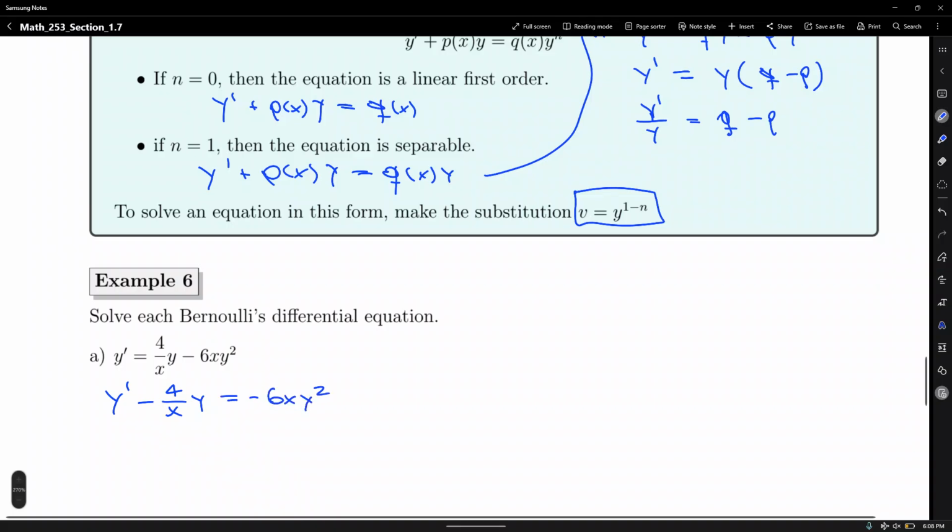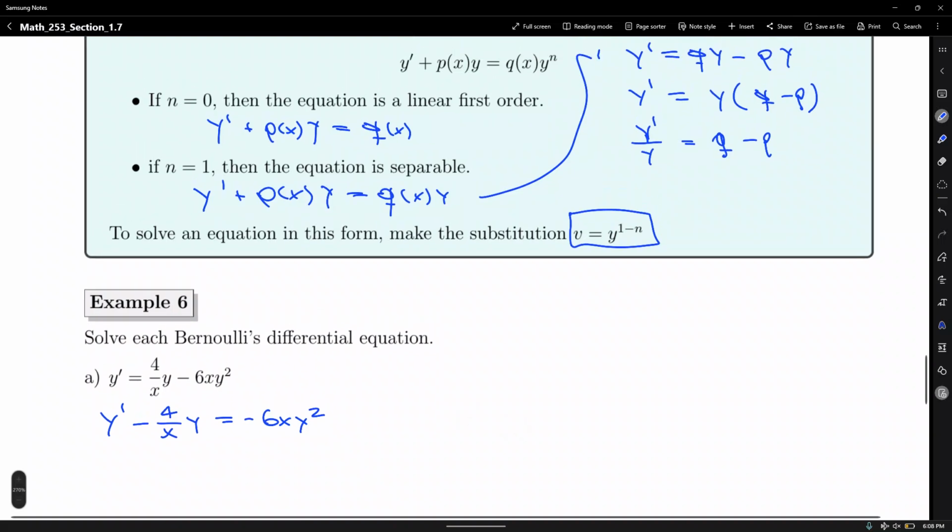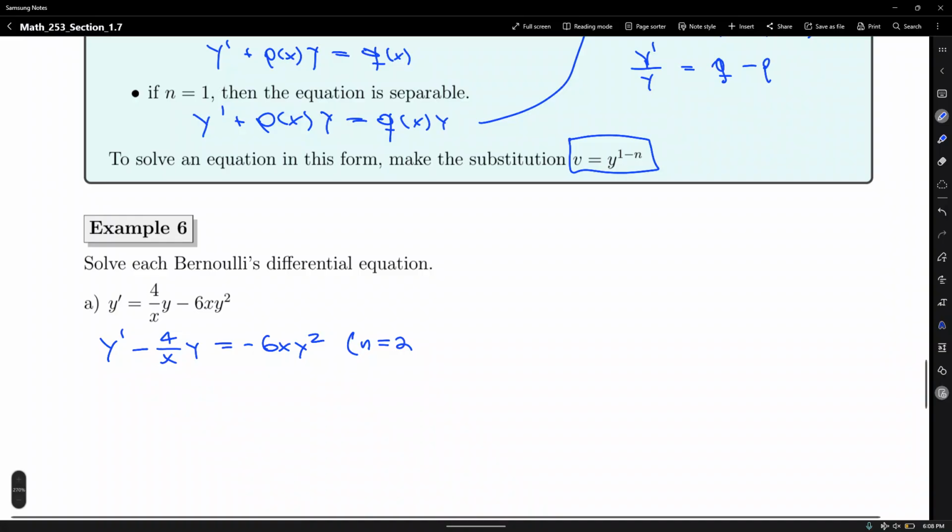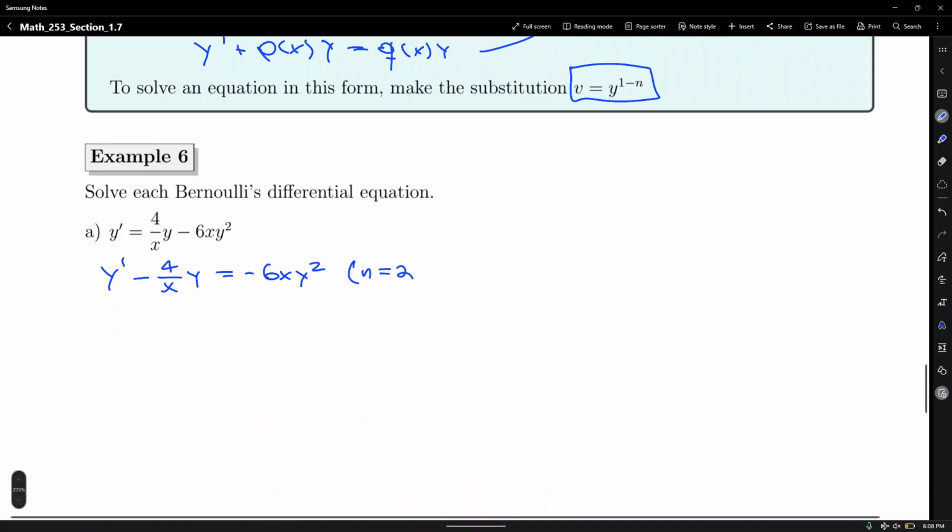All right. Now, the first thing we do is identify the value of n. That is the exponent of y on the right hand side of the equation. So in this case, n equals 2. All right. Now, what do we do next? Okay, so let's do the substitution. v equals y to the 1 minus n, which is v equals y to the 1 minus 2, which is v equals y to the negative 1. This is what we do when we do the substitution.